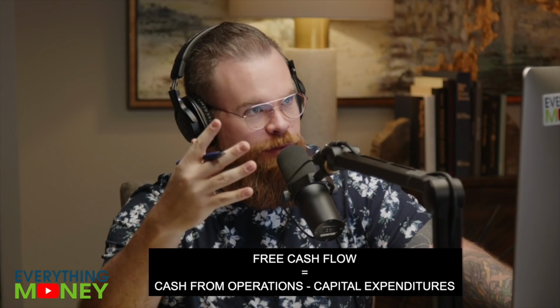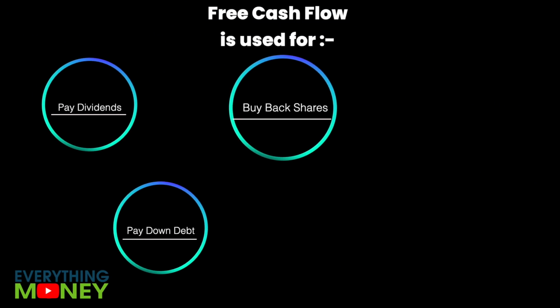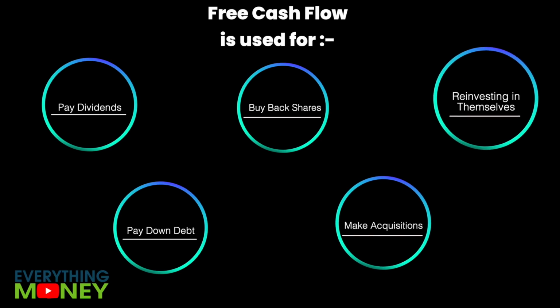It's cash from operations minus capital expenditures. You like this over just looking at the income. Yep. And out of this pot of money, they can issue dividends, they can buy back shares, they can invest in themselves, they can make acquisitions, which they have, and they can pay down debt.